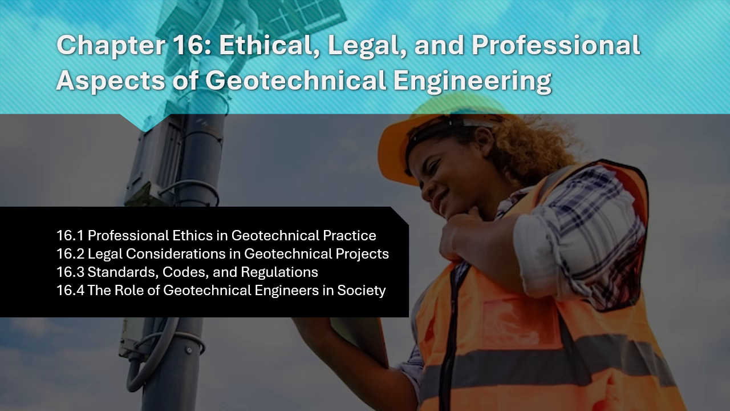16.2.3 Environmental Impact and Permitting. Environmental regulations play a critical role in geotechnical engineering projects. In many jurisdictions, engineers must obtain permits before proceeding with certain activities, particularly when working in environmentally sensitive areas or when a project may cause disruption to the surrounding environment.